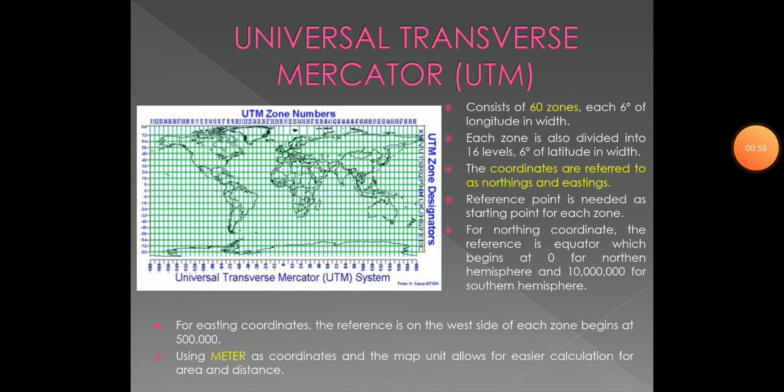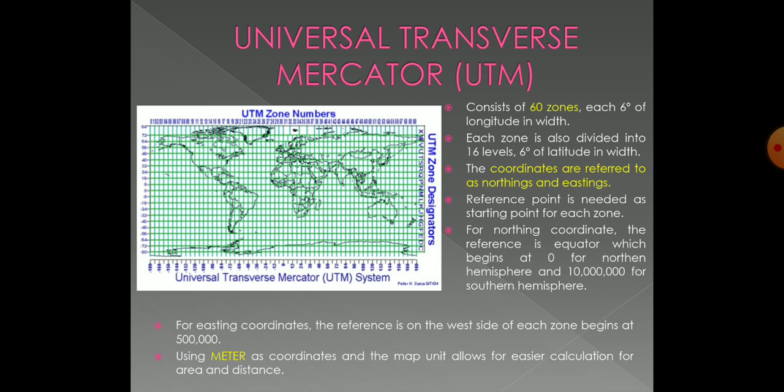The coordinates are referred to as northings and eastings, different from GCS, which has latitude and longitude, north, south, east, and west. But in UTM they only use two reference coordinates, which are northing and easting. Northings reference the number of meters north of a reference point, while eastings reference the number of meters east of the same reference point. So the reference point is needed as a starting point for each zone.